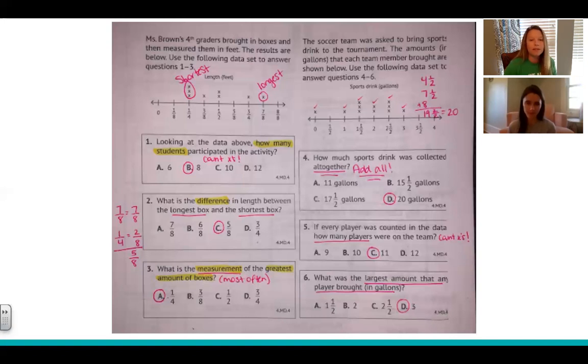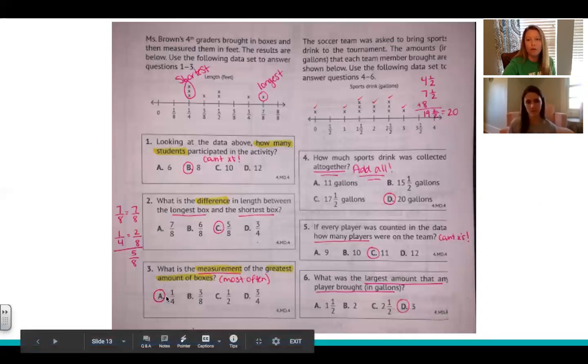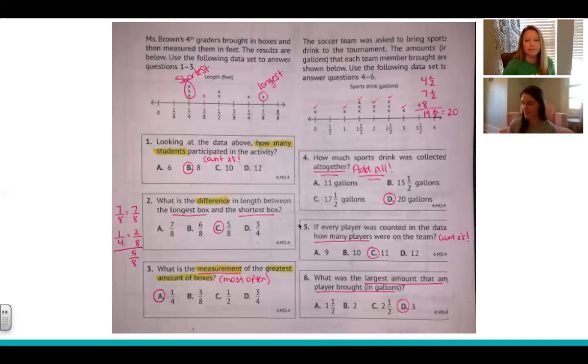Great. Number 3, what is the measurement? How long is it of the greatest amount of boxes? The wording is a little bit weird, but they're looking at which length was the most popular. We call that the mode. It happens the most often. So the mode of this data would be 1/4. The length of the most popular boxes would be 1/4. And I love that that one is already in the simplest form.